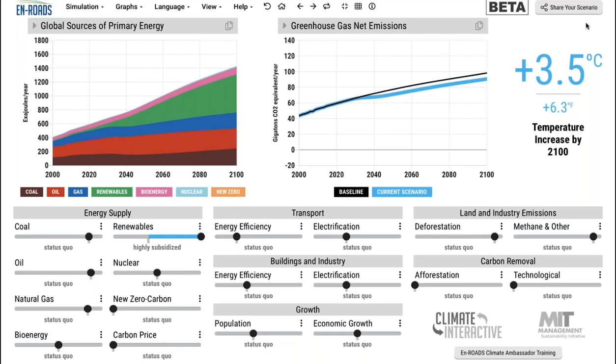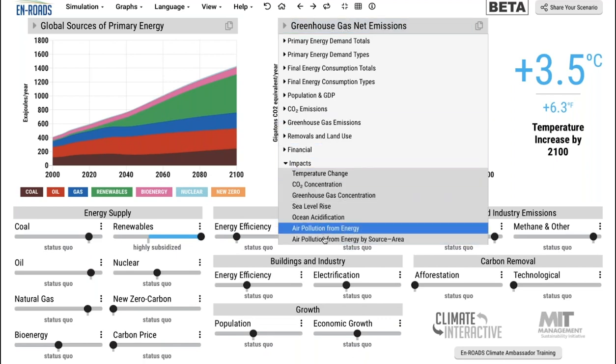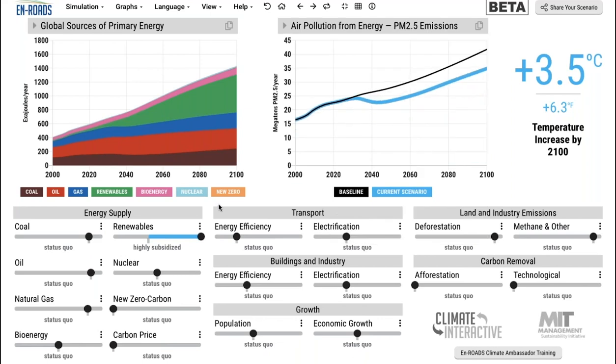And as we get to some of these other types of interventions that you all have mentioned too, we can look at that. Within En-ROADS, there are many different types of graphs that you can look at, so we don't have to just focus here on greenhouse gas net emissions. I'll really quickly take a look at air pollution from energy. This is PM2.5 emissions, global. PM2.5 is particulate matter 2.5 microns in size. It's particularly devastating to health, related to respiratory issues, and causes all kinds of complications there. A major source of PM2.5 emissions worldwide is coal-fired power plants.